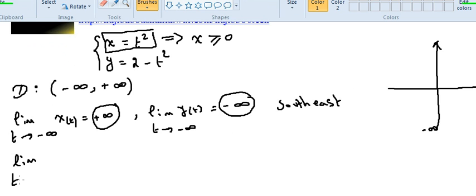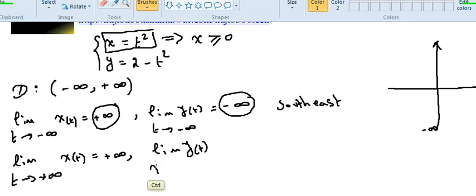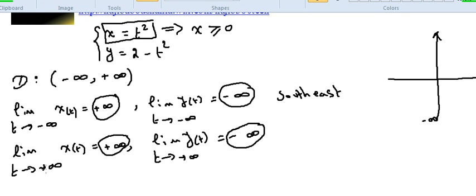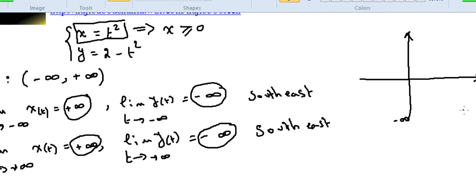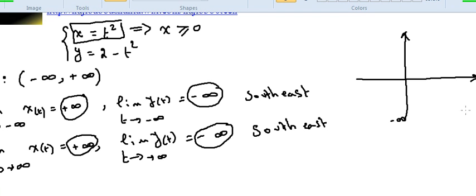Now, the limit as t approaches plus infinity of x of t is also plus infinity, and the limit of y of t is minus infinity. Same, because t squared will not change anything. So since plus infinity for x and minus infinity for y, we end in the southeast corner also. So it starts somewhere in the southeast and ends in the southeast corner.